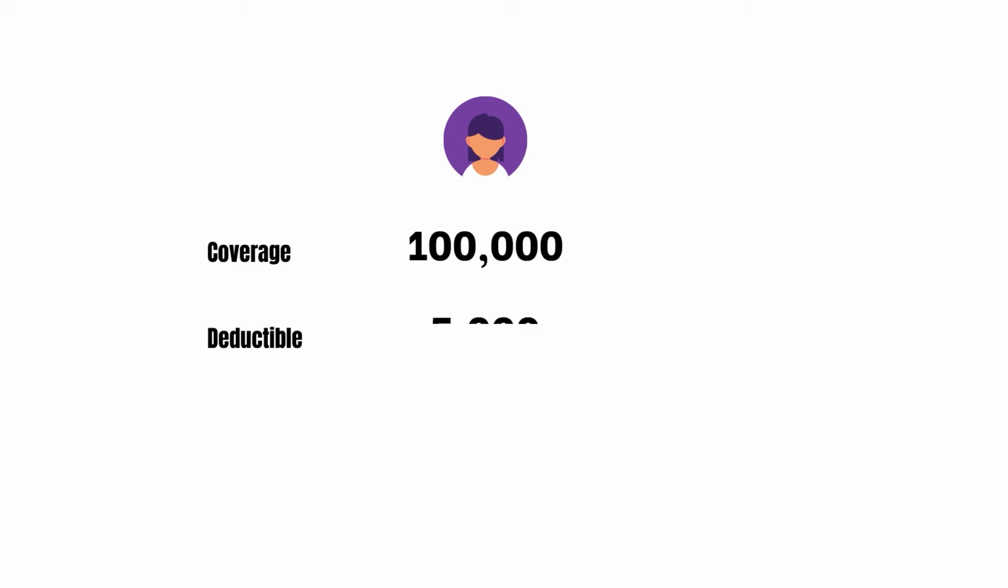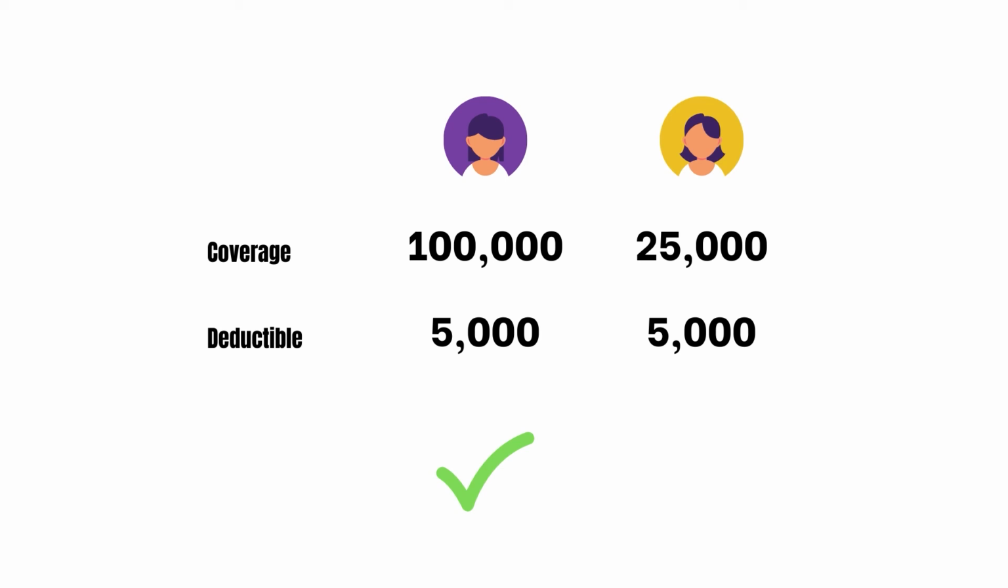For example, if someone has $100,000 of coverage for personal property, taking on a $5,000 deductible may be reasonable. On the other hand, taking on a $5,000 deductible for $25,000 of coverage may not be a good offset for the client.